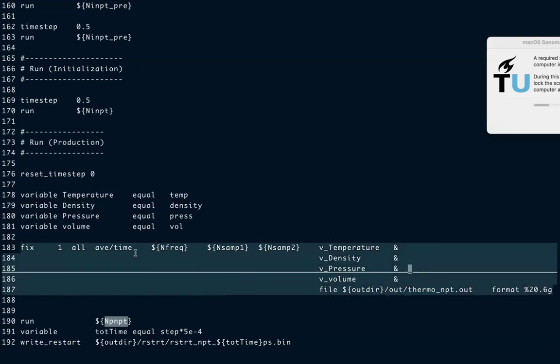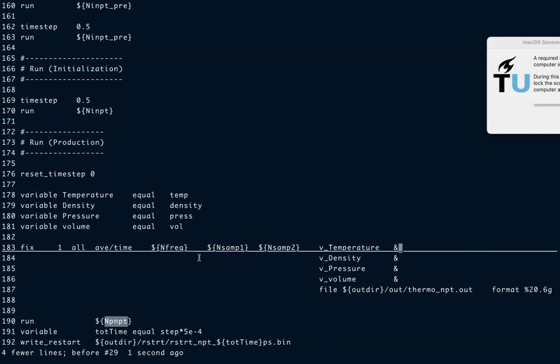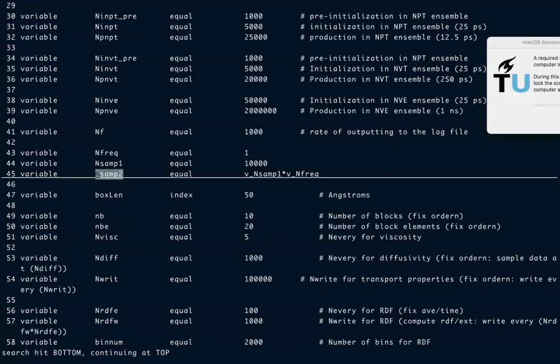And I use something called fix av time. What fix av time basically tells you is that you can average these quantities from several steps, and then output it to the screen at a different step. To give you a brief and quick explanation, here I'm using these many samples. So nsamp2 is basically 1 into 10,000 because it's a multiplication of n frequency and nsamp1.